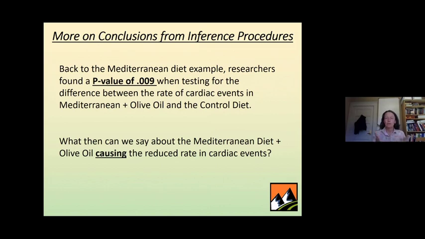If this was just an observational study, we wouldn't be able to say that it's causal. We could say there's still a statistically significant difference between the two groups, but there could also be something else, like socioeconomic status, that's actually causing that potential difference in the cardiac events. Does that make sense? Let me know if anybody has any questions about that.